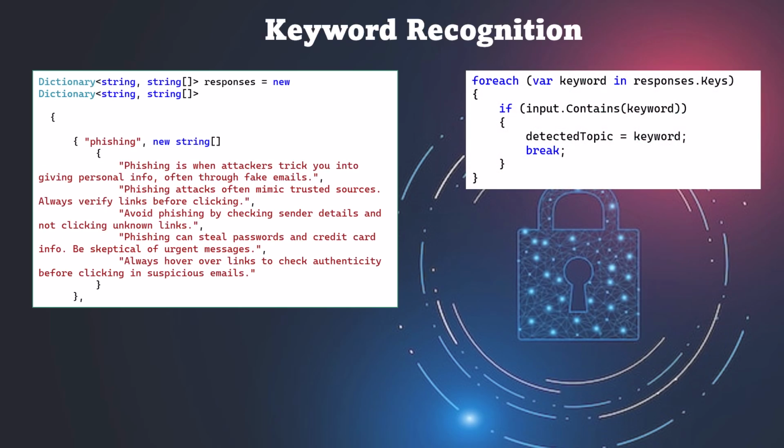Beginning with keyword recognition, I have integrated keyword recognition in my code by using a dictionary named responses, where each key is a topic, like phishing, and the value is an array of possible chatbot replies related to that topic. The foreach loop then checks if the user's input contains any of the topic keywords from the dictionary. If a match is found, it sets detectedTopic to that keyword for further response handling.